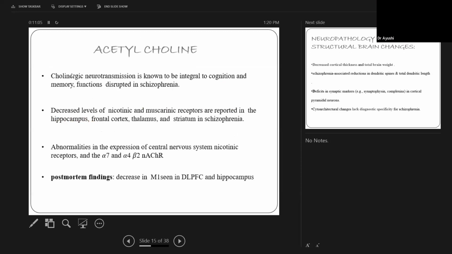Acetylcholine. Cholinergic neurotransmission is known to be integral to the cognition and memory function disrupted in schizophrenia. Decreased levels of nicotinic and muscarinic receptors are reported in the hippocampus, frontal cortex, thalamus, and striatum in schizophrenia. There are abnormalities in the expression of central nervous system nicotinic receptors alpha 7 and alpha 4 beta 2 in schizophrenia. In post-mortem findings, there is a decrease in M1 receptors seen in the DLPFC and hippocampus.